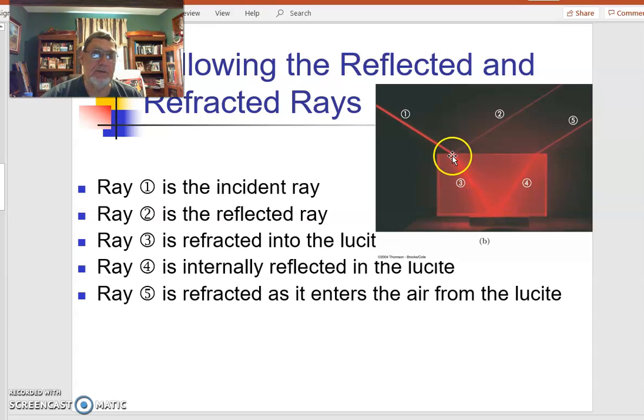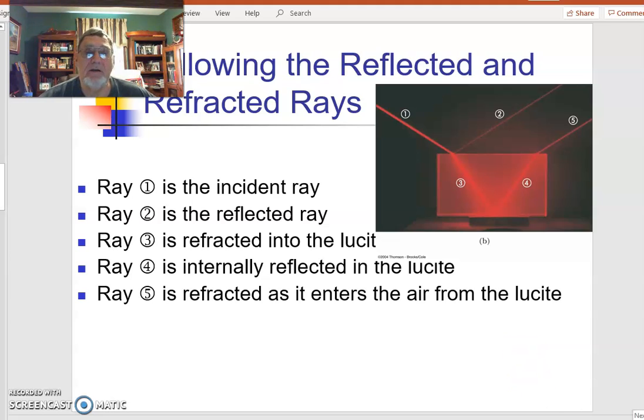You can see the angle's not the same anymore. Then it does the same thing off the bottom. And so that one is reflected internally, and that one's refracted out. So you can trace those. And that one's been done in a lab where you can set it up. You can see all of them. We don't usually get to see them all in the demonstration I do, and they don't really show up that well on camera.